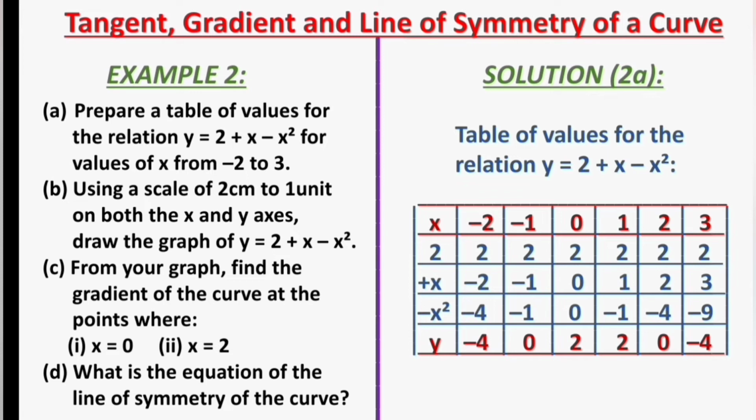Now completing your table of values, you are going to have the corresponding y coordinates, which are when x is -2, y is -4. When x is -1, y is 0. When x is 0, y is 2. When x is 1, y is 2. When x is 2, y is 0. And when x is 3, y is -4.